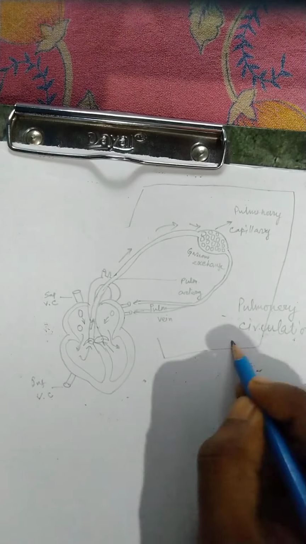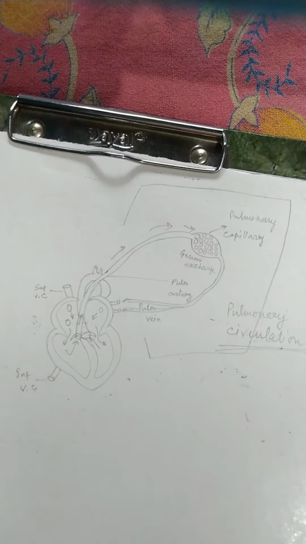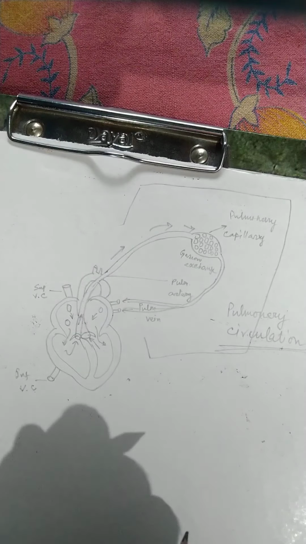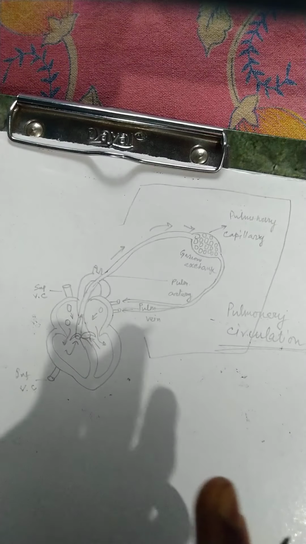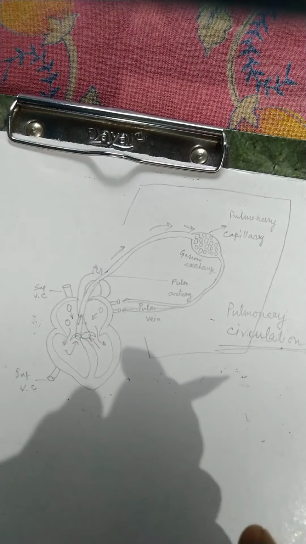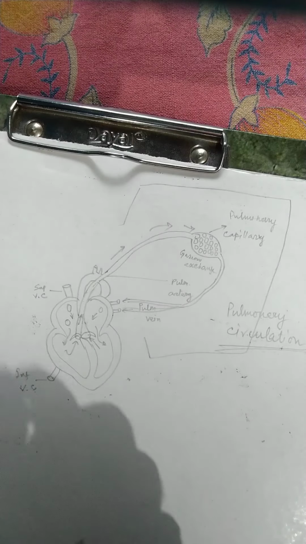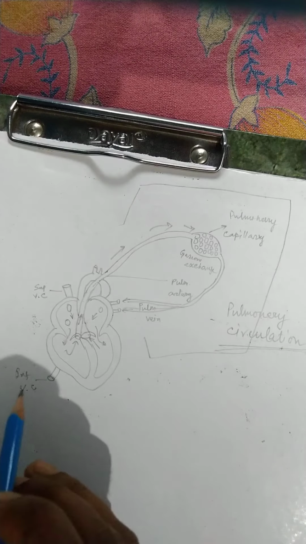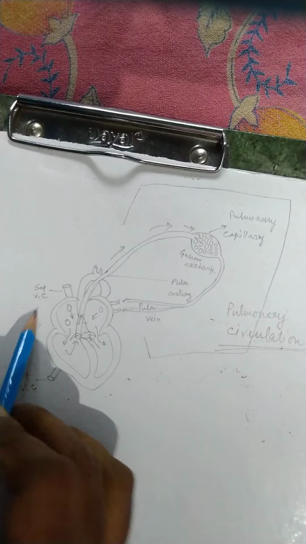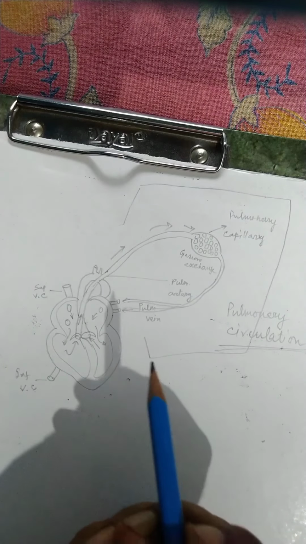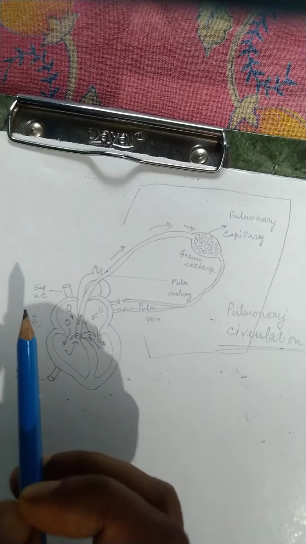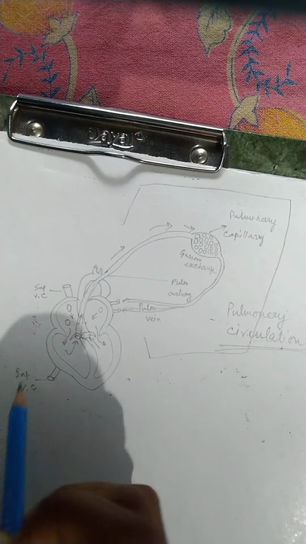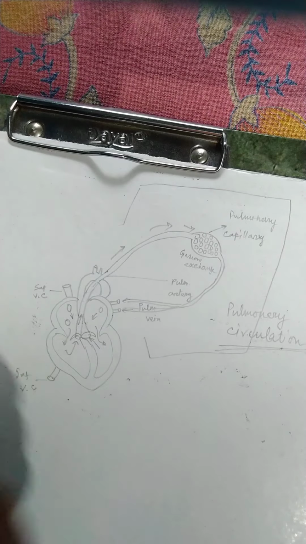Okay, got it? Now another part of the heart is systemic circulation, which is the traveling of blood throughout our body. How does it happen? It happens through the inferior and superior vena cava. What does it do? Actually, the superior vena cava and inferior vena cava bring the deoxygenated blood from the whole body.